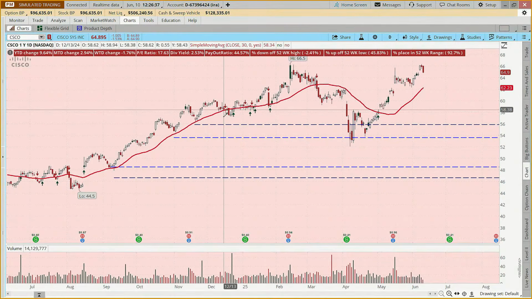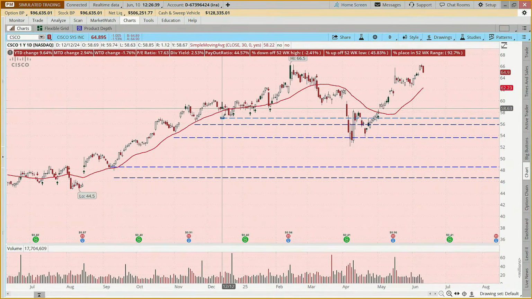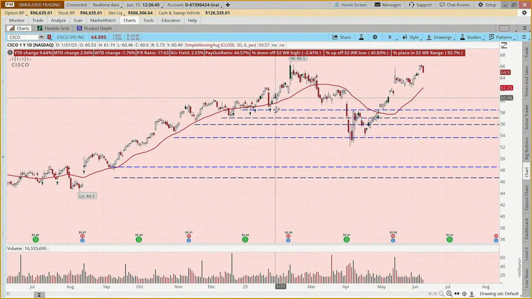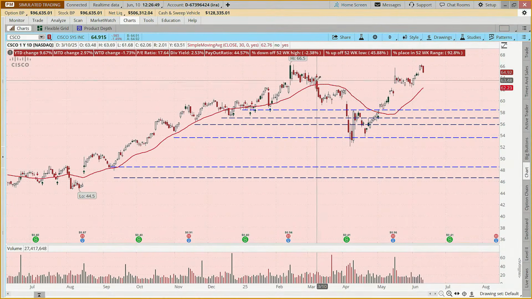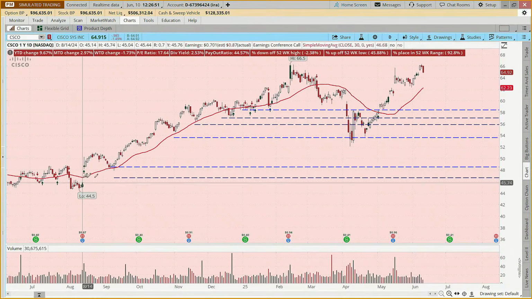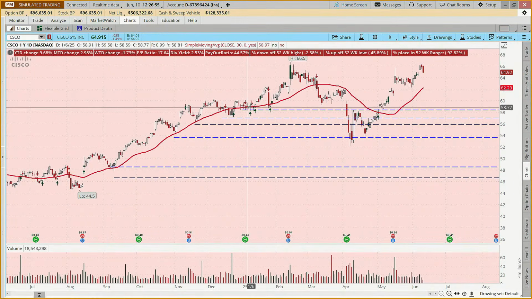And then we'd move it up again, and then again on this date, and then again here, and then maybe again here, and then we probably would have been stopped out here. And we can see that this 30-day moving average has been kind of acting as a support level.